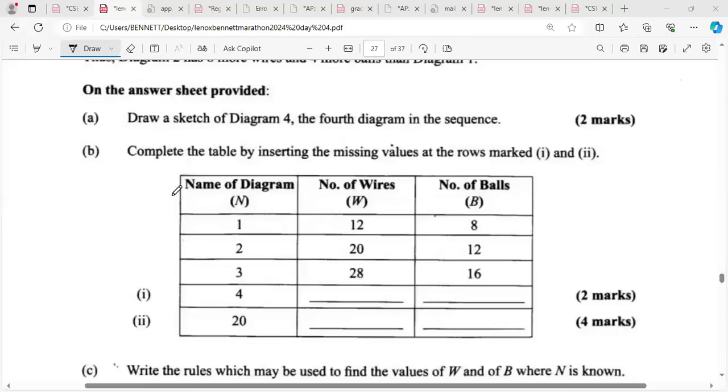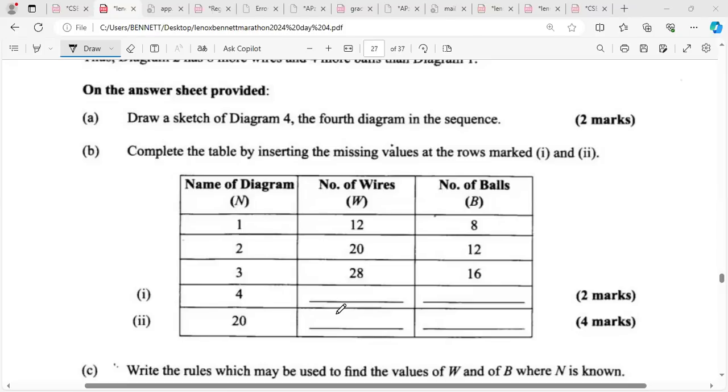Alright, so it says complete the table by inserting the missing values at the rows marked 1 and 2, which is here. So we need to figure out these. I'm not sure why this is. Oh, because this is one that comes immediately after. I was wondering why one is marked 4 and one is marked 2, but it makes sense. Because with this, you literally can just follow the pattern to get the fourth term. But with this, you would have to have some more critical thinking to figure out that part.